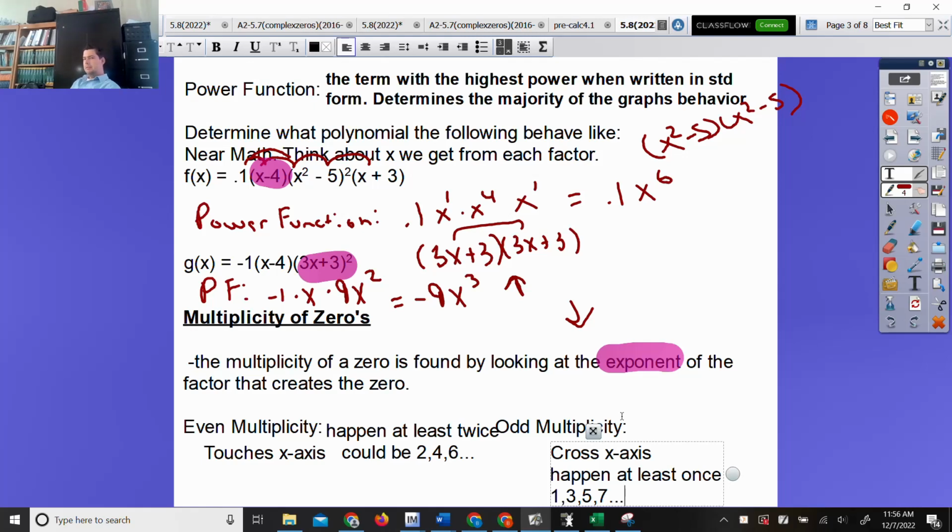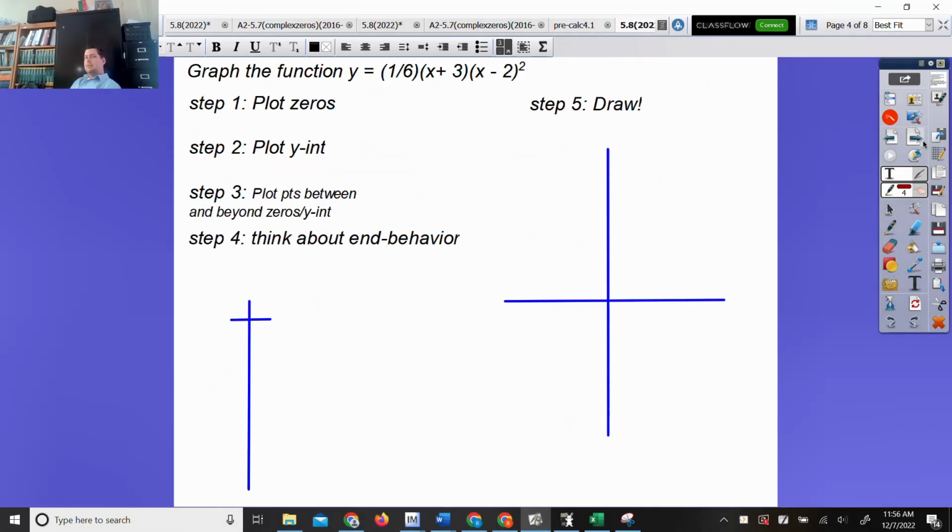So your next example is where we roughly sketch something. That's all it is. Roughly sketch y equals 1/6 of (x plus 3) times (x minus 2) all squared.